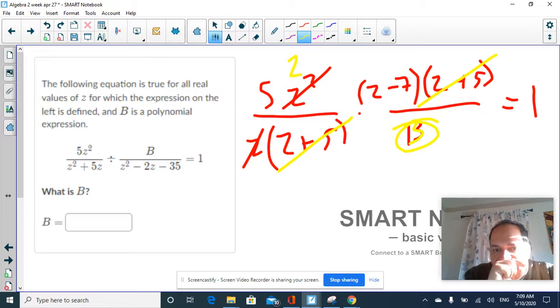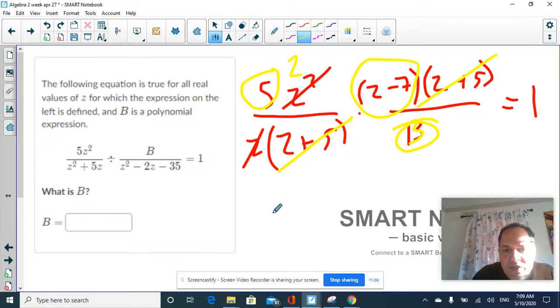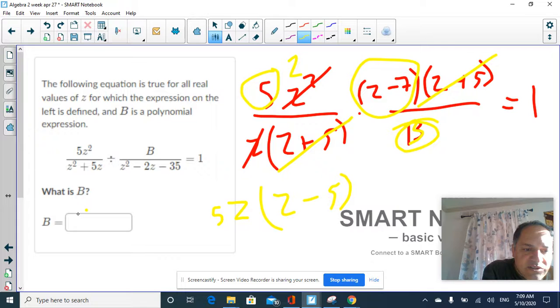What's the value of b now? So b, if you want to cancel out b to make it equal 1, it must equal 5, and, yes, good job, 5 and z minus 7. So it equals 5 multiplied by, oh, don't forget we have z also at the top here. So 5z times z minus 7. You can multiply or leave it like this. So it's 5z squared minus 35z.